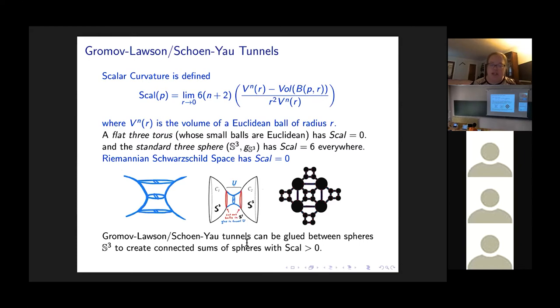So the Gromov-Lawson tunnels can be glued between spheres of S3 to create connected sums of spheres with scalar greater than 0. And this was viewed more as a topological result when they discussed it, but I really want to emphasize the geometric side of it, because to us it's important what lengths and distances are. So it's really important that we can actually make tunnels of different lengths running between things.